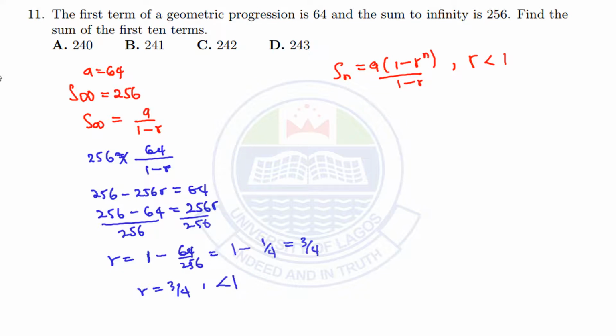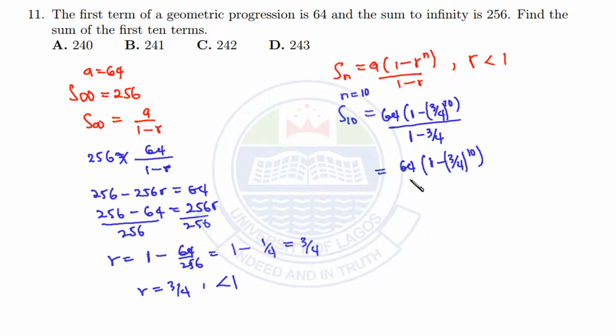I'm going to have the sum of the first 10 terms, that's if n is 10, equal to a. What's my a? That's 64, open bracket 1 minus 3 over 4 raised to power 10 divided by 1 minus 3 over 4, which will still give me 64, open bracket 1 minus 3 over 4 raised to power 10 divided by 1 over 4.